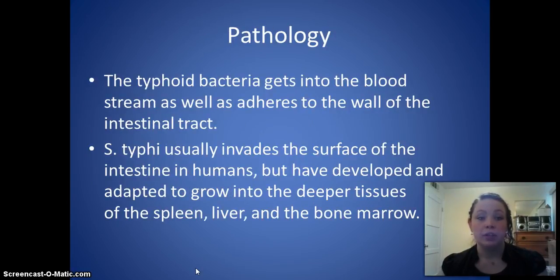Pathology. The typhoid bacteria gets into the bloodstream as well as adheres to the wall of the intestinal tract. S. typhi usually invades the surface of the intestine in humans, but has developed and adapted to grow into the deeper tissues of the spleen, liver, and the bone marrow.